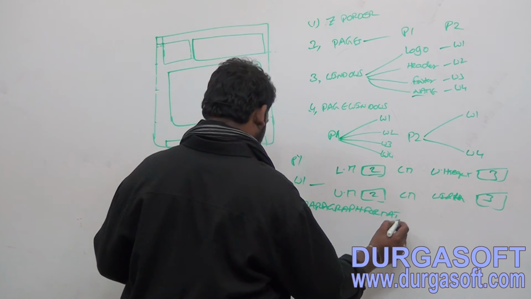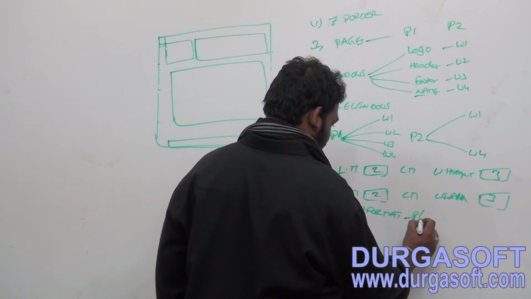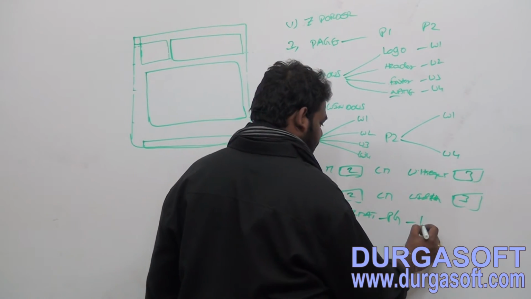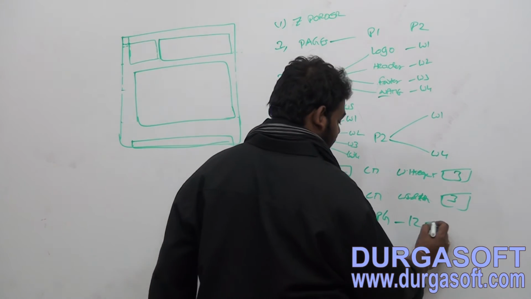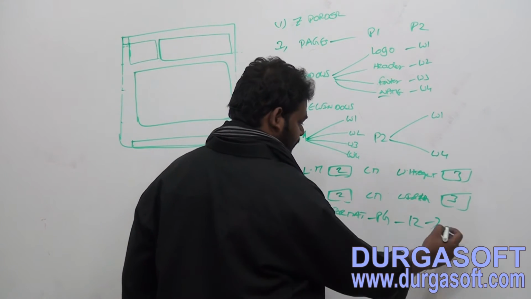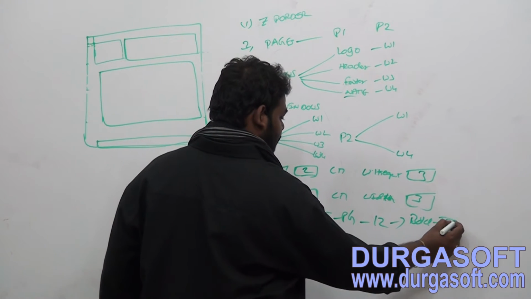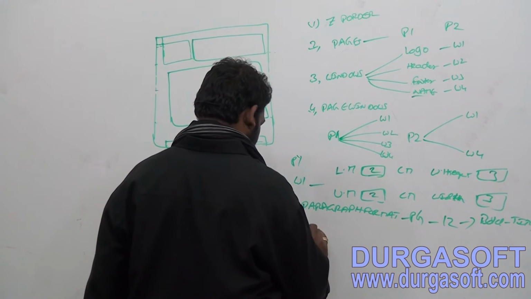Paragraph formats. In these paragraph formats, I have taken the name PG for the paragraph format. There I am saying that the size should be 12, and it should be in bold italic, and it should be in Times format. And even the character format.